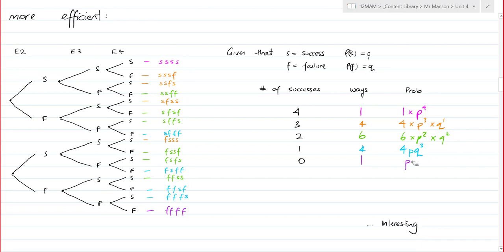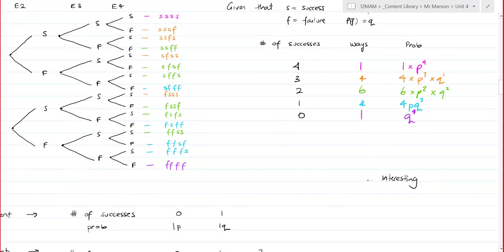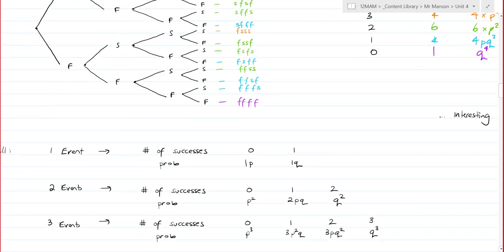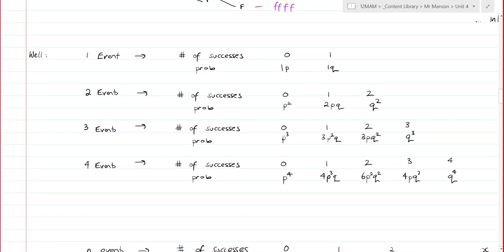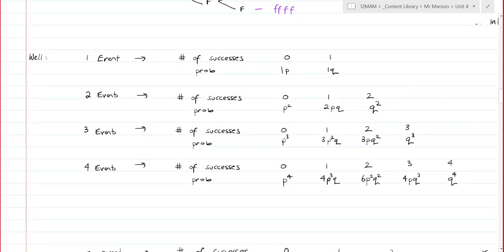So here's some distributions. These are all Bernoulli distributions. If I have one, the probability of success is p, one way of getting 1 success, one way of getting 1 failure. Interestingly, if I add p and q together, I get 1, which is what I should. 2 events, I get p squared, 2pq, q squared. If I add those 3 probabilities together, I should get 1. 3 events, p cubed, 3p squared q, 3p q squared, q cubed.